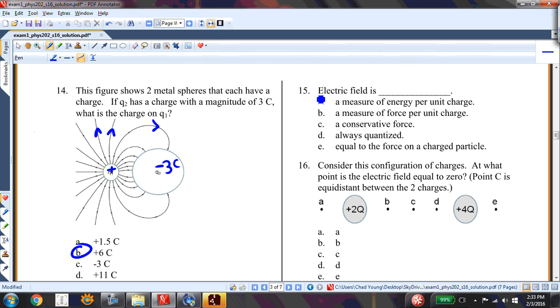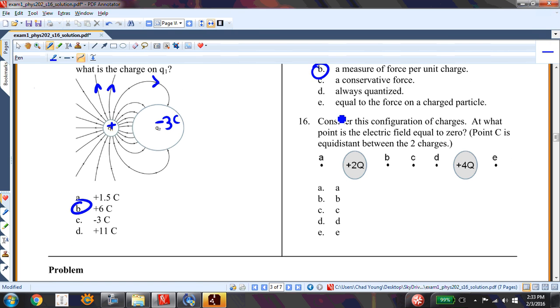Electric field is a measure of force per unit charge. We had a very similar question for gravitational field, which is force per unit mass. And then here, at what point is the electric field equal to 0? Well, over here at A, you just want to draw your vectors. Due to this plus 2q charge, I'll have a force in this direction. Due to the plus 4q charge, I'll have a smaller electric field in that direction.